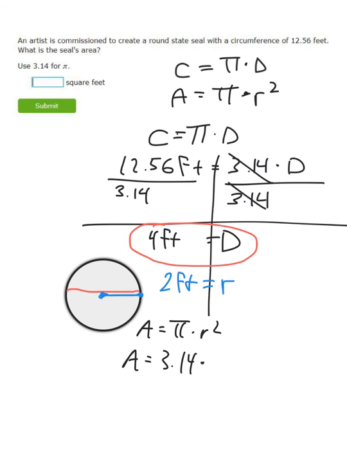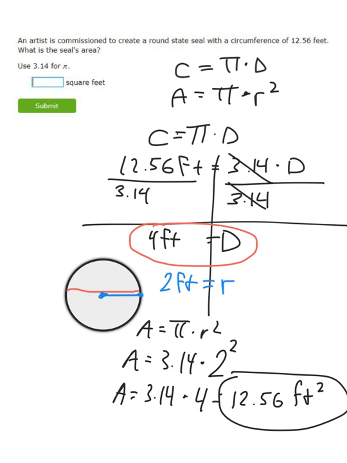3.14 times radius, which is 2, squared. So 2 to the second power is going to give me 4. 3.14 times 4, which equals 12.56. And I was measuring my units in feet, and I know area is a 2-dimensional measurement, so my answer is going to be square feet.